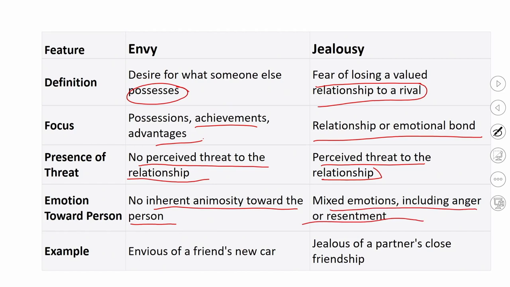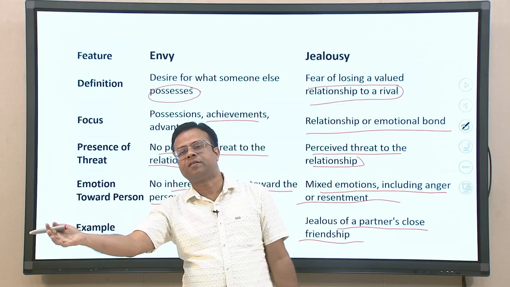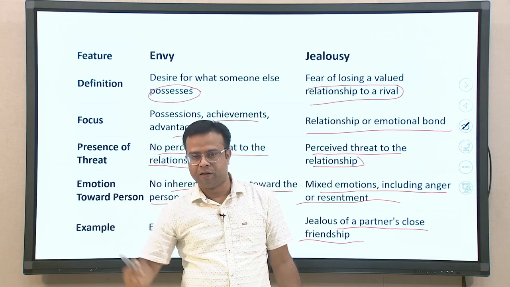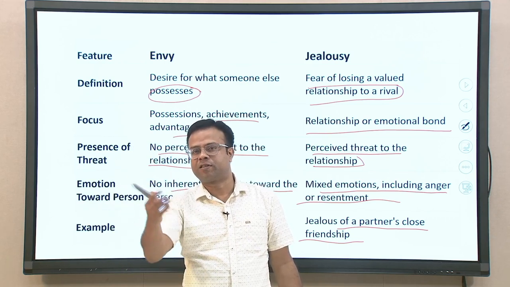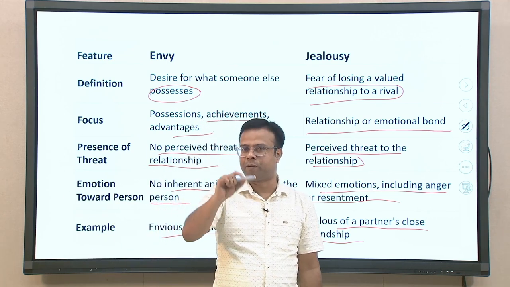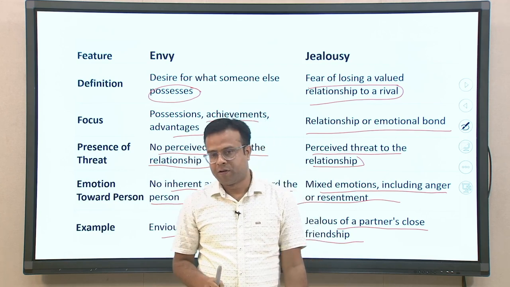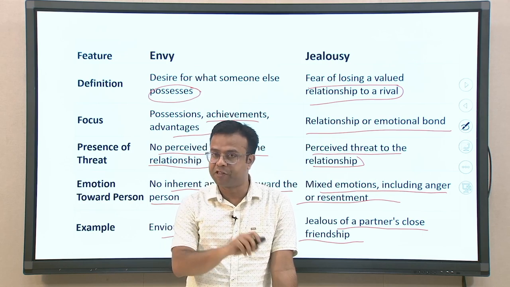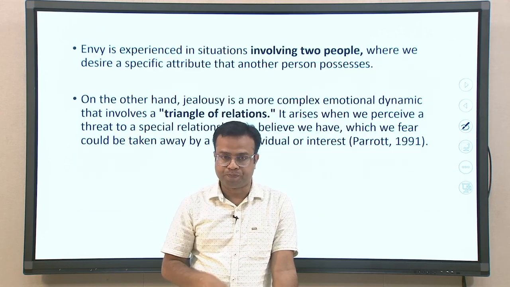An example of envy is that you can be envious of a friend's new car, while in the case of jealousy, an example would be being jealous of a partner's close friendship. So, if your partner has a close friendship with someone else, you may feel jealous of it. So, mostly it is expressed in the relationship context. Envy: you could be envious of someone's car, someone's watch, someone's hair, whatever it is, mostly in the case of some possession. But jealousy is more of a relationship-oriented aspect. So, that is the difference between these two emotions.